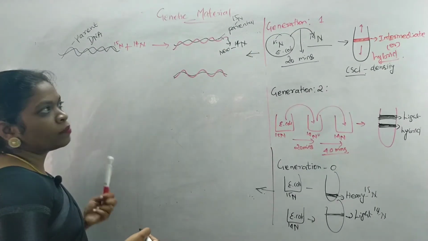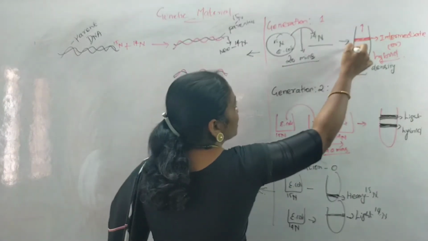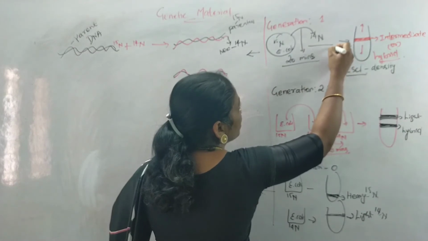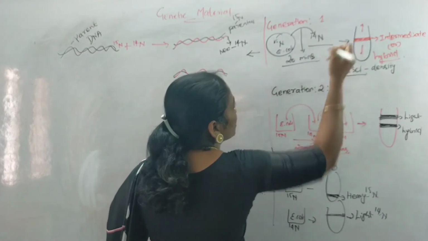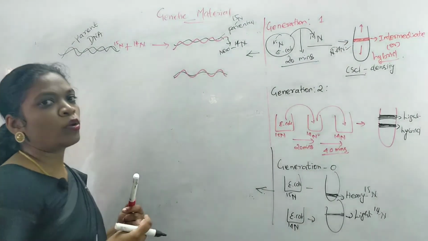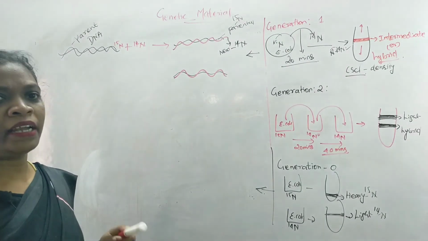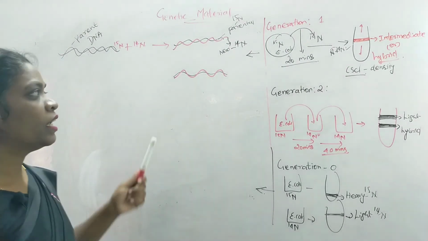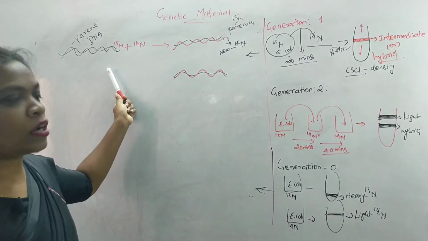That is why we have got the band in intermediate position, which has both N15 and N14 nitrogen, which is not heavy, which is not light. It is a combination of both heavy and light in the case of generation 1.